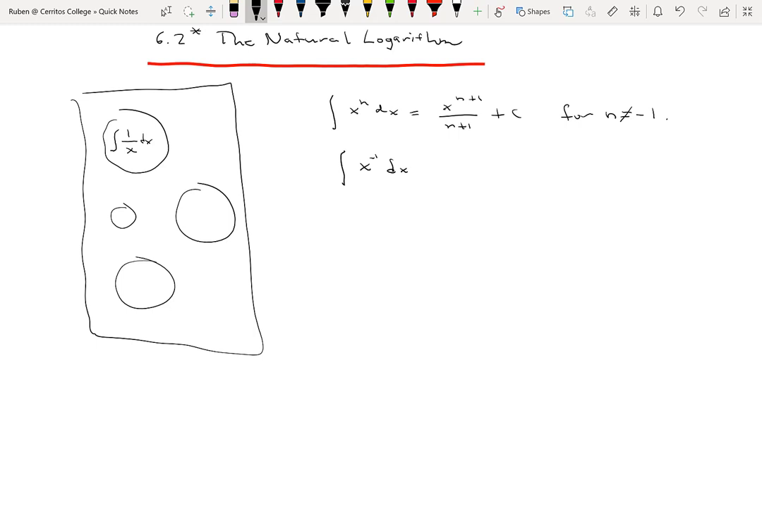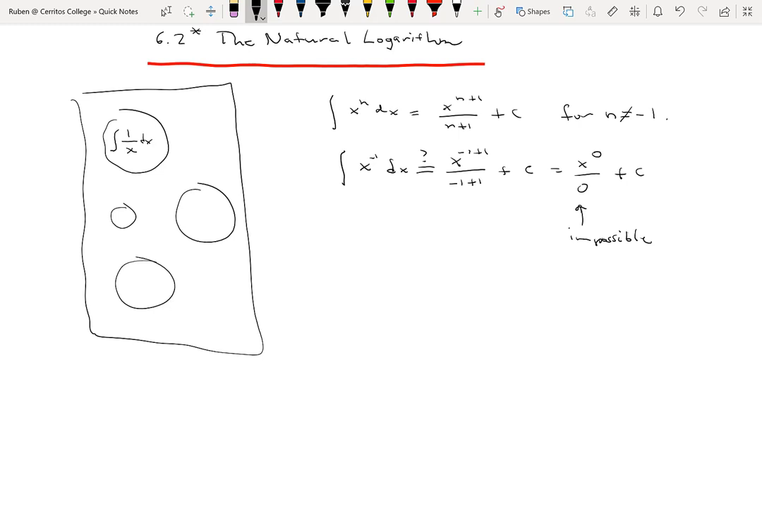That rule would say, if n equals negative 1 were allowed, that we would have x to the negative 1 plus 1 over negative 1 plus 1, plus a constant, which is x to the 0 over 0, plus a constant, and that's impossible. You can't divide by 0. So this is not how we're going to find the most general antiderivative of 1 over x. But we need that antiderivative. The function 1 over x occurs very frequently in STEM math. So we need this antiderivative. In fact, I think that hole in the Swiss cheese is probably the biggest one.